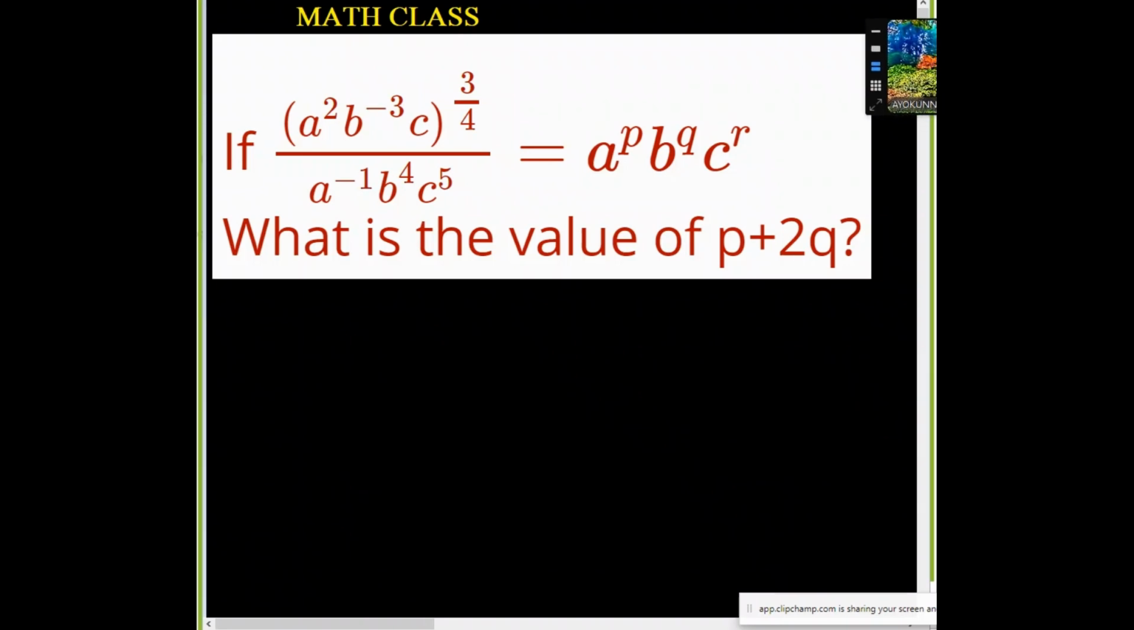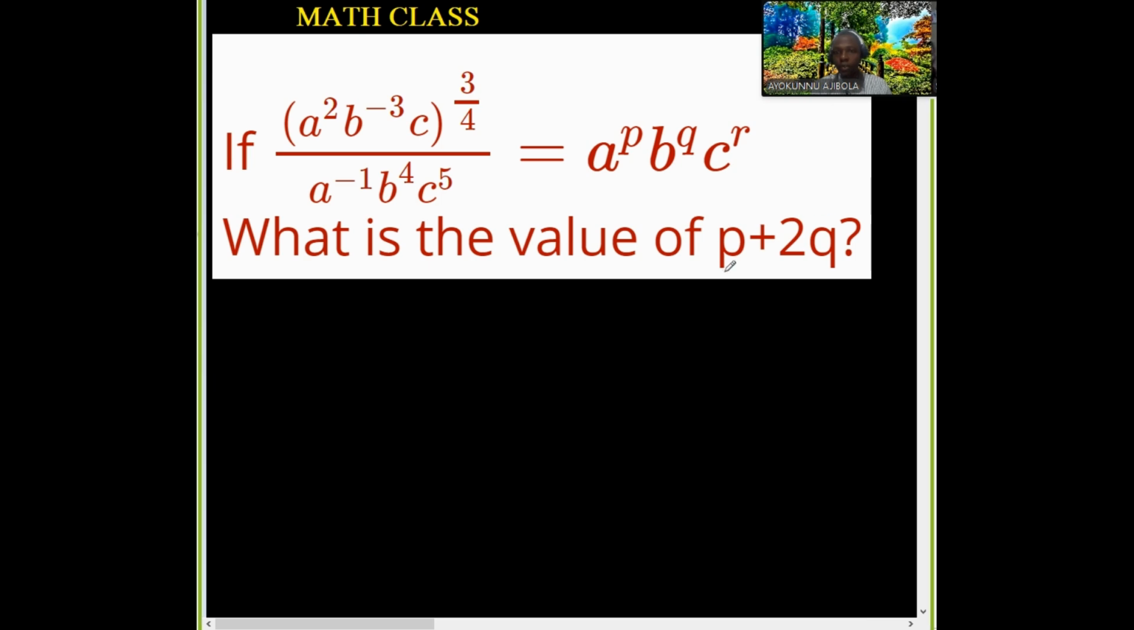So here's the question we have to solve, which says (a squared, b raised to power minus 3 and c) all together raised to power 3 over 4, divided by (a raised to power minus 1, b raised to power 4, and c raised to power 5), equal to a raised to power p, b raised to power q, and c raised to power r. So we need to find the value of p and q. Then we will find twice of q, then add it to p according to the instruction here, okay?